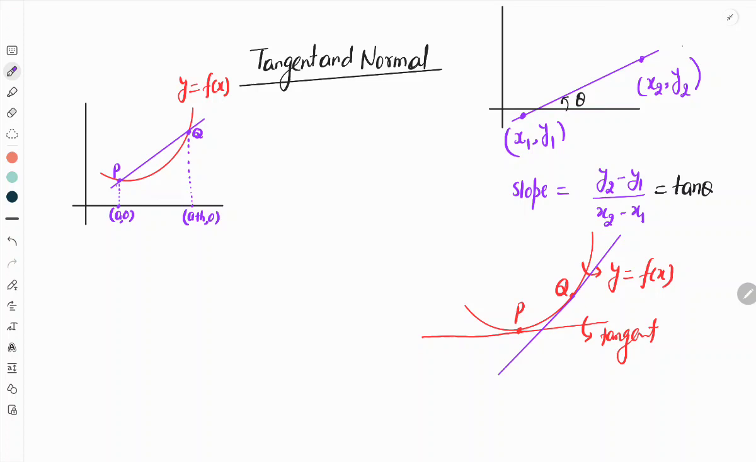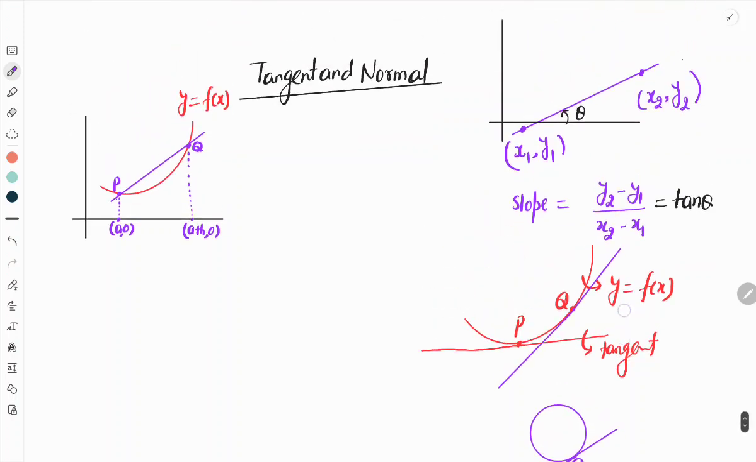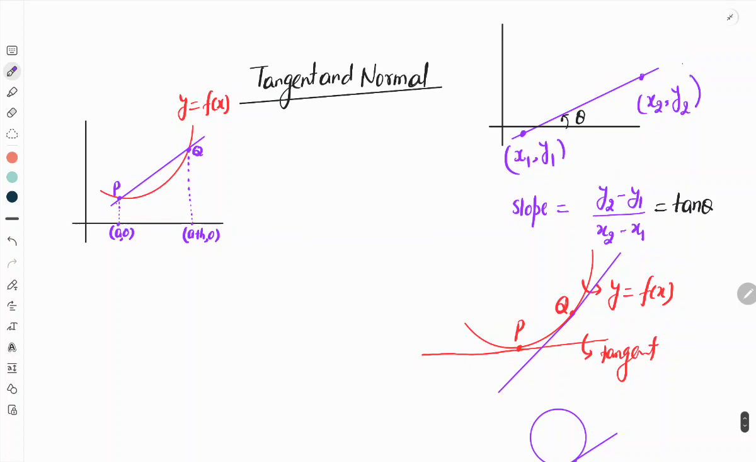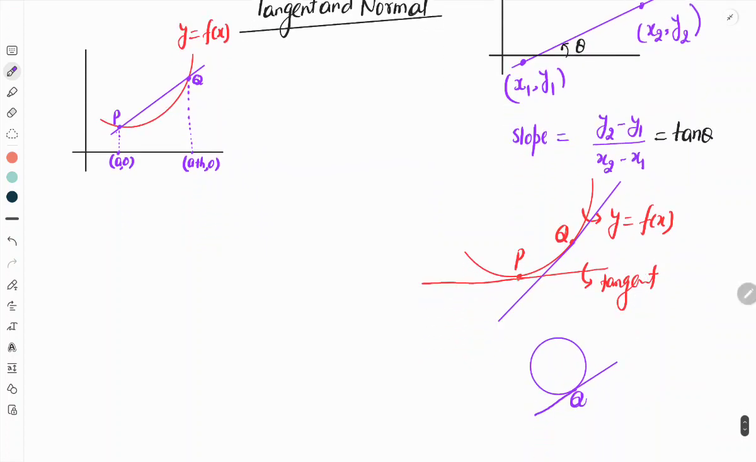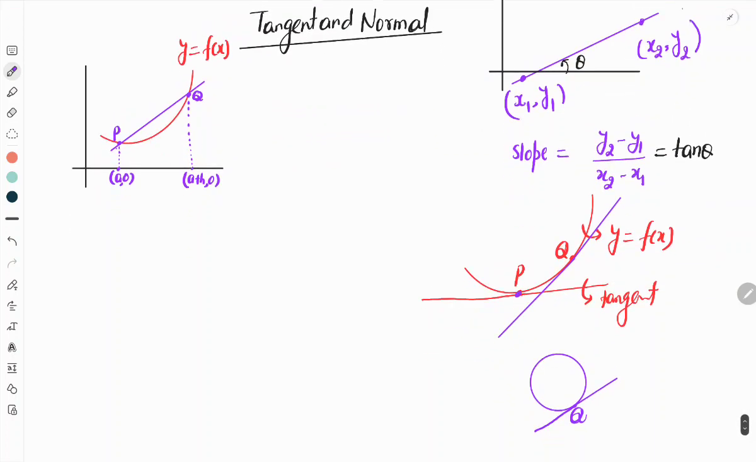Similarly, you did a tangent in a circle. In 9th and 10th class you did, if a circle is there, then a line which is touching a point of the circle is called a tangent of the circle, correct or not? So this one at point Q, let's say. Similarly, if any curve is there, then a line touching that point is called a tangent to the curve. So another word is normal.